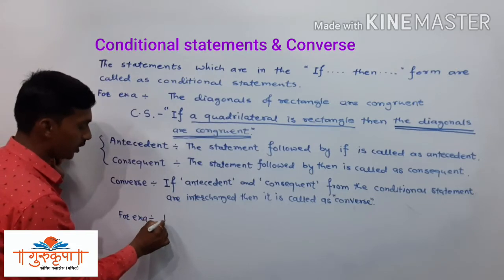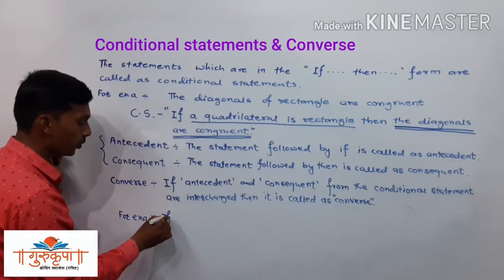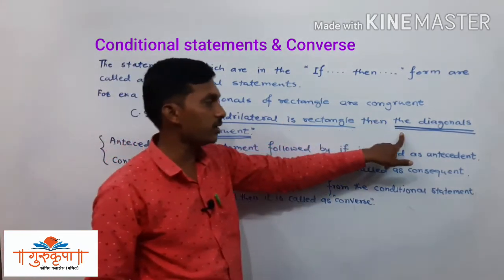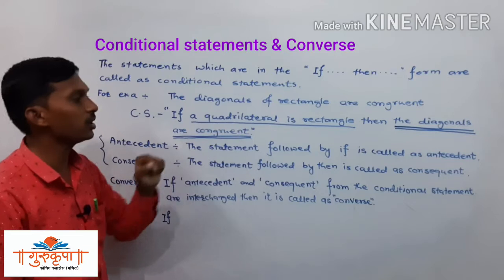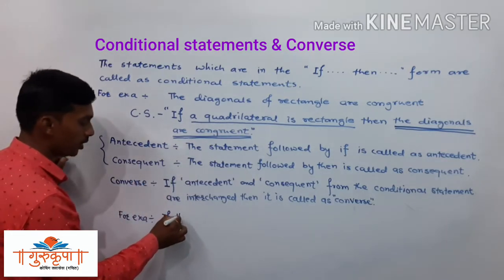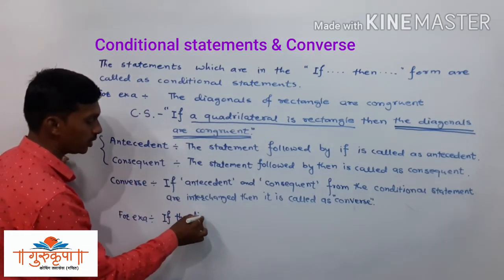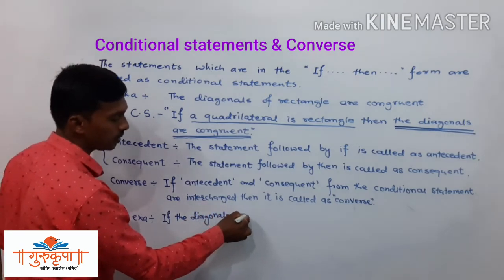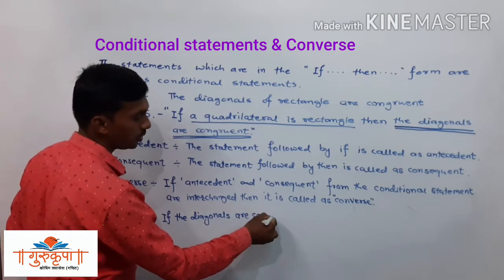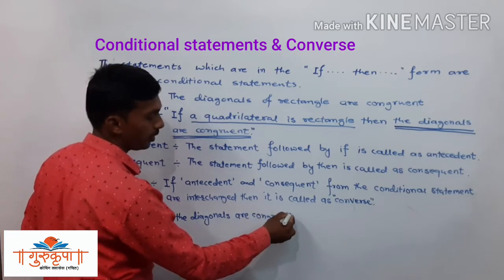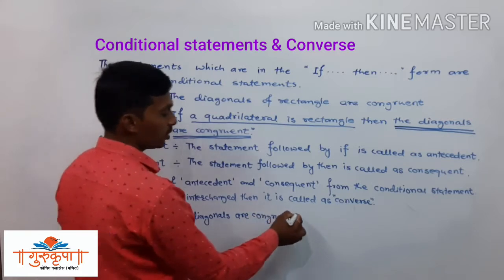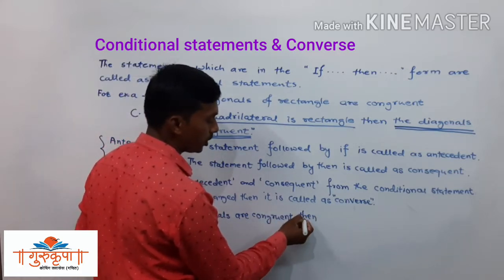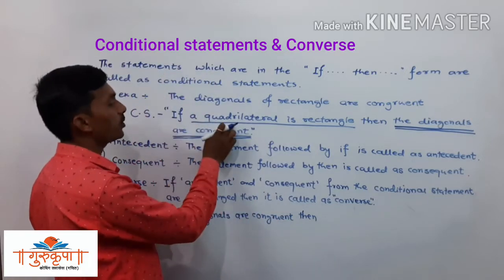So here we will write if. Now what we have to write after if? We have to write after if this part: the diagonals are congruent. If the diagonals are congruent, then. Now after then, what we have to write? After then we have to write whatever is there after if.